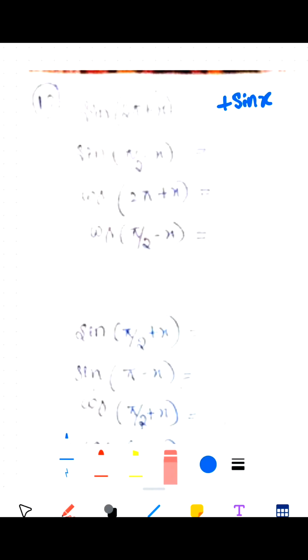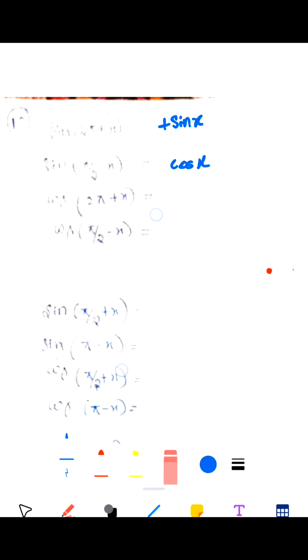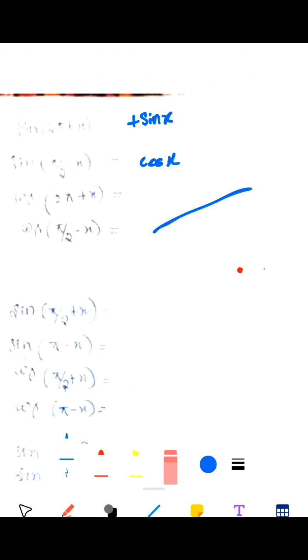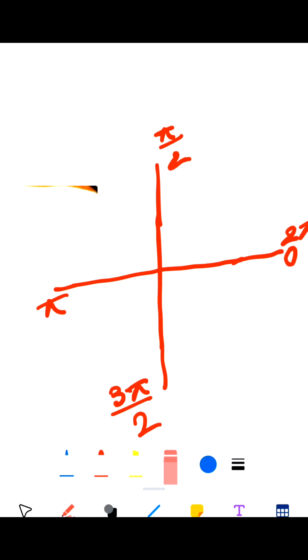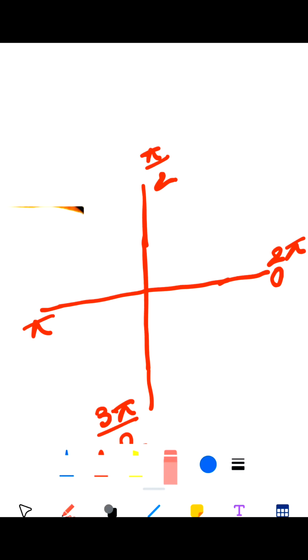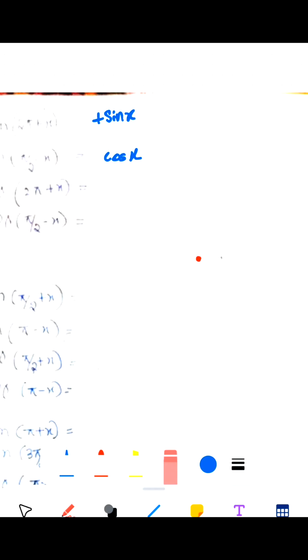Positive sin x. So next question, sine of pi by 2 minus x. I have already said, if it is like n pi by 2 minus x, we have to change the function. So obviously your sine function will change into the cos function, cos x. But will the sign remain plus or minus? Pi by 2 minus x means what, my dear students? Pi by 2 minus x is nothing but the first quadrant. Pi by 2 is here, minus x means first quadrant, therefore it will remain positive only.